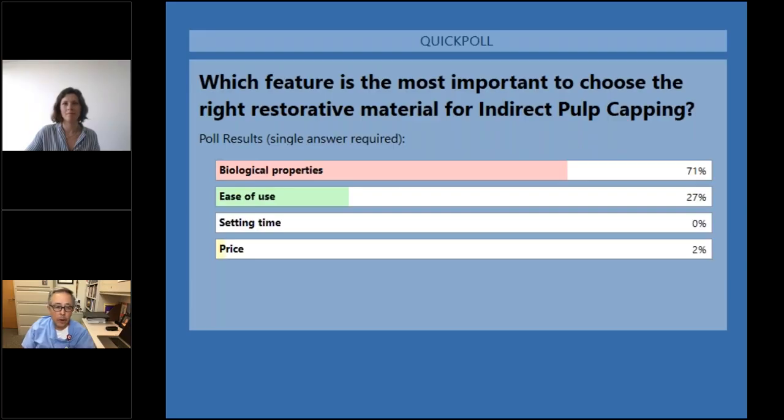But we are going to learn that with Biodentine, we can combine biocompatibility, ease of use, and the setting time. I don't want to really discuss the price, but we are going to learn the characteristics of Biodentine, and we will see that for sure it is bioactive, and that will match the 71% of attendees who believe that's the most important feature when they pick a restorative material.